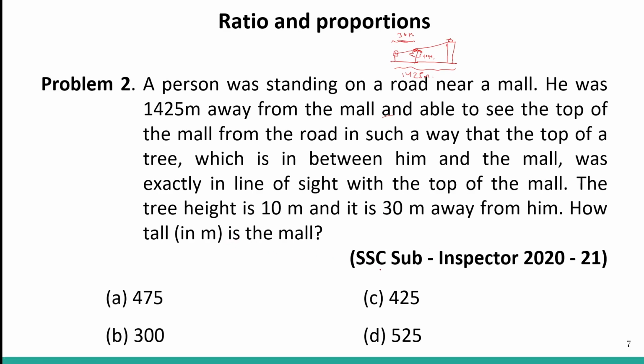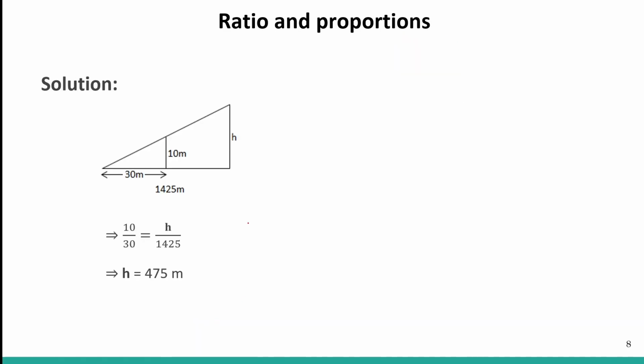This is the question. This question appeared in the SSC Sub Inspector 2020-21 exam. Is it 475, 425, 525 or 300? Let's figure it out. The diagram will be something like this. We arrive at a right angle triangle. Here is the head of that person, and this is the tree, 10 meter long, and this is the mall height.